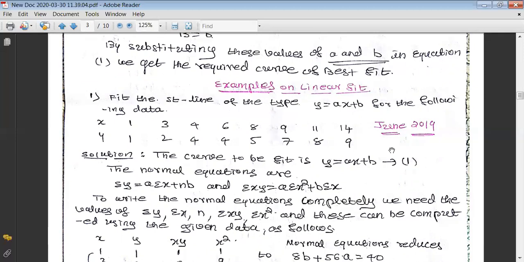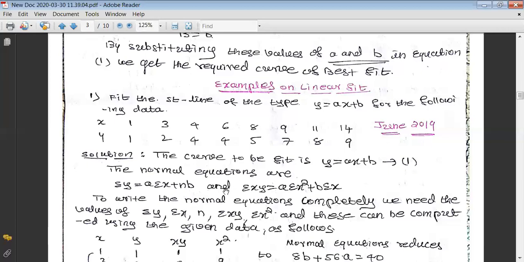In order to write the first normal equation, we have to take the direct summation on both sides of the equation of the curve to be fit. If you take the direct summation, that gives you summation y equal to a into summation x plus, when we add this b n times, that value is n into b.